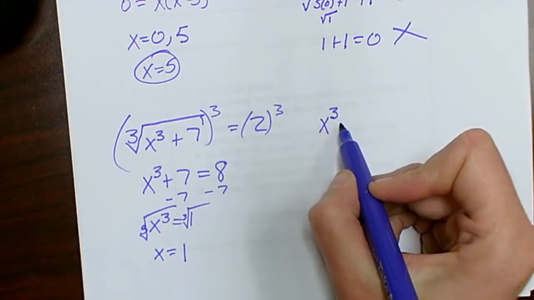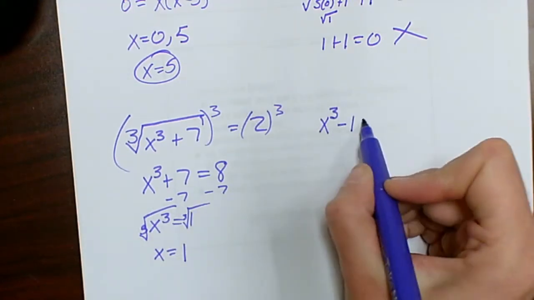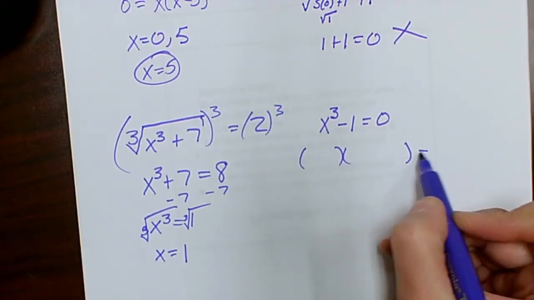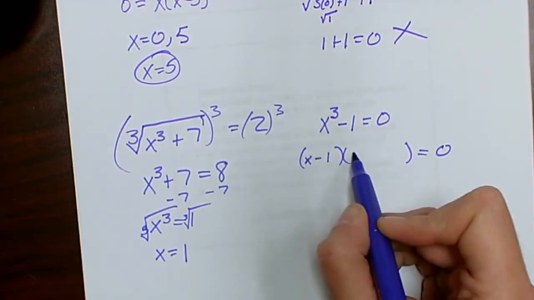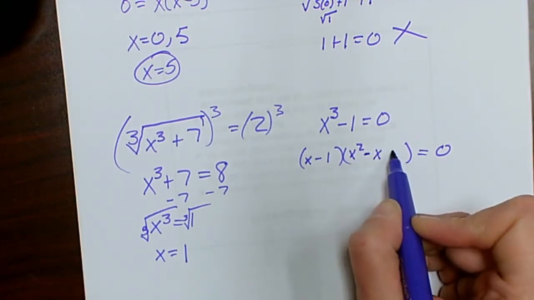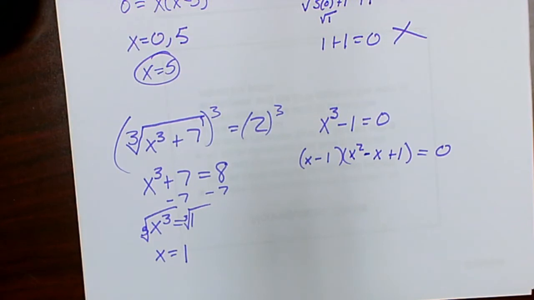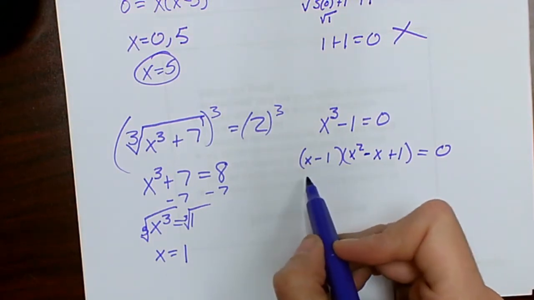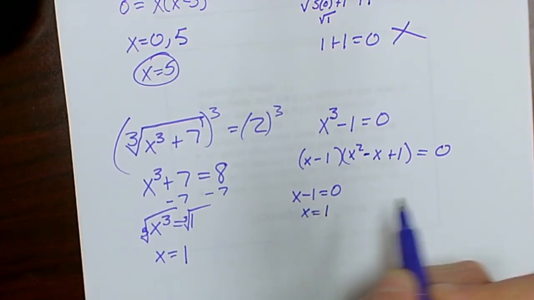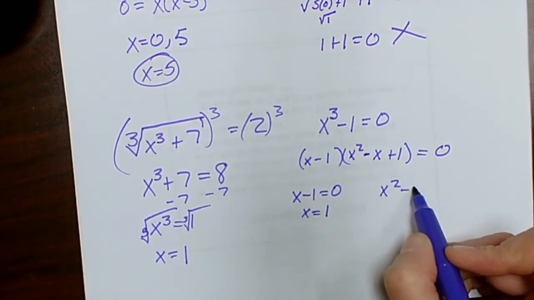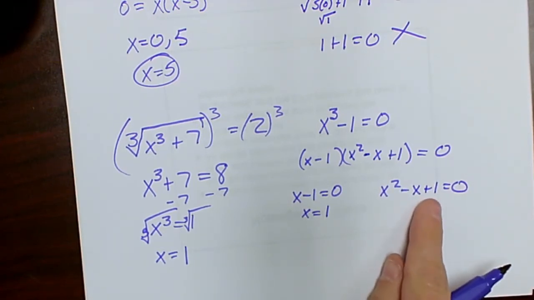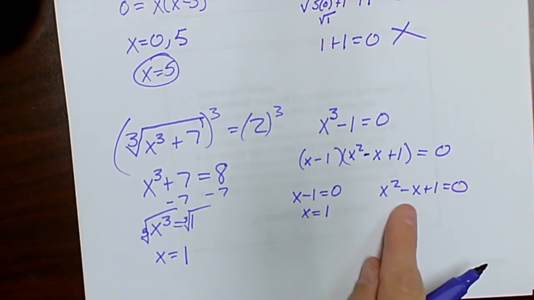Here, if we subtract the 8 over, we'll get x cubed minus 1 equals 0. If we go ahead and factor this, we get x minus 1 times x squared plus x plus 1. We can still see that x minus 1 equals 0, so x equals 1. But here, we have nothing. We can't factor this.